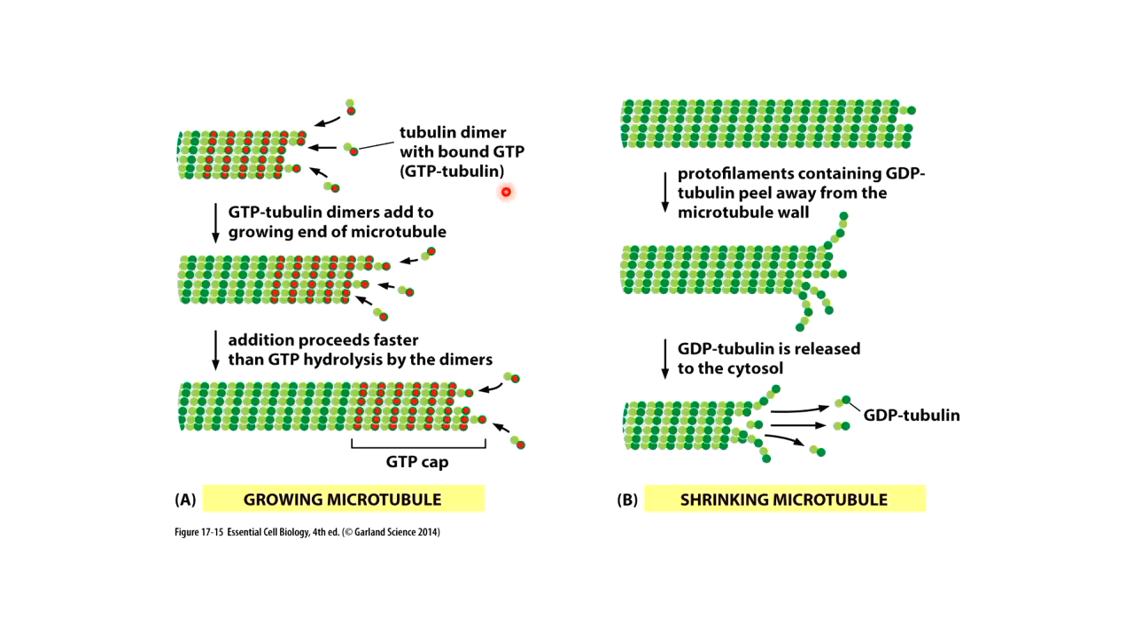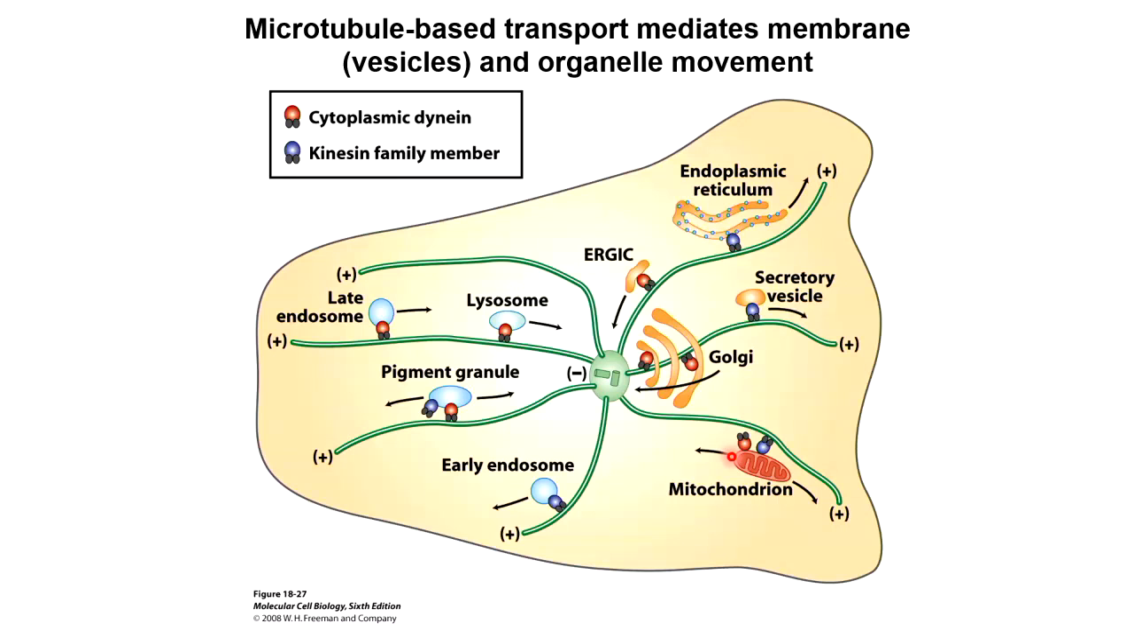Microtubules have dynamic instability, which means they can be built as long as they have sections with GTP bound, and when they don't, the microtubule will break down very rapidly. And as you can see here, this is dynein and kinesin transporting things along microtubules. Kinesin goes to the plus end, dynein goes to the minus end.